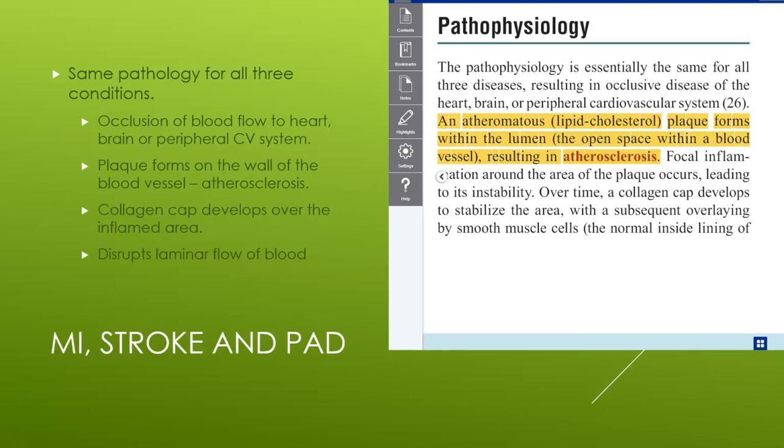When we talk about the pathophysiology for all of these, it's essentially the same. You have plaque that forms within the lumen of the vascular system. It's the open space within the blood vessel. Imagine a blood vessel like a pipe, that inside open area, and blood flows through there nice and smooth. You want what's called laminar flow. Laminar, like laminated, like you laminate a sheet of paper. It's like a layer on top of layer on top of layer, and it's blood flowing nice and smooth.